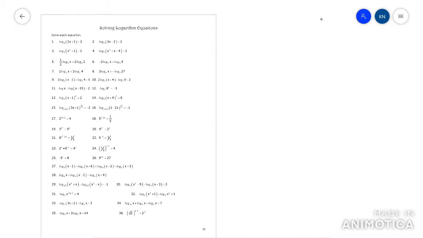Basically, the easy ones are like number one, where you're just going to snail this. And so you're taking it to exponential. And so you're like, okay, 2 to the 3 equals 2x plus 1. And then you just go solve it.